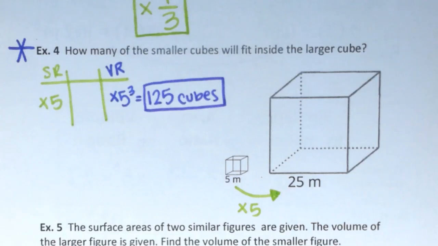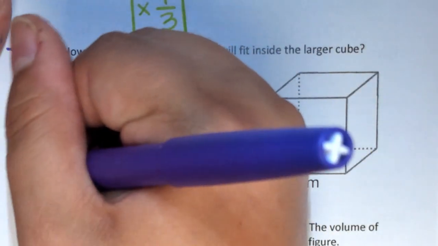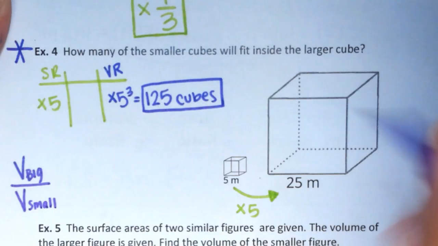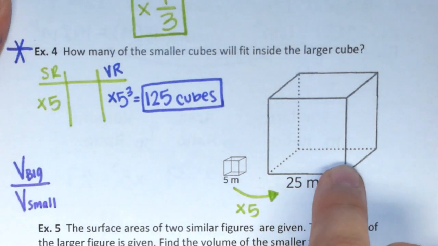Alright, that's one way to do this. That's not the only way. If I would have not taught you today's chart, would anybody have approached this another way? How? Would you have done the volume of the big cube divided by the volume of the small, to know how many of these fit into there?